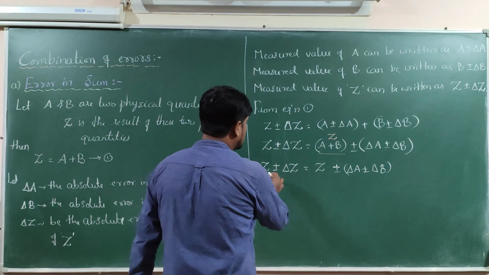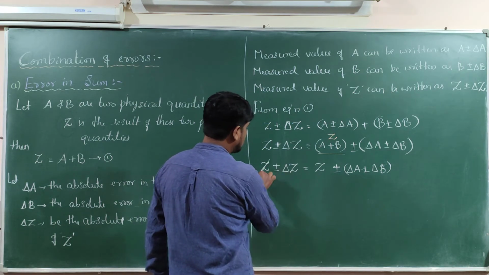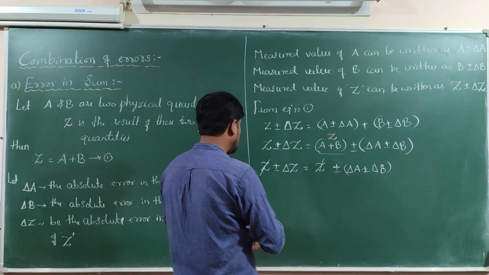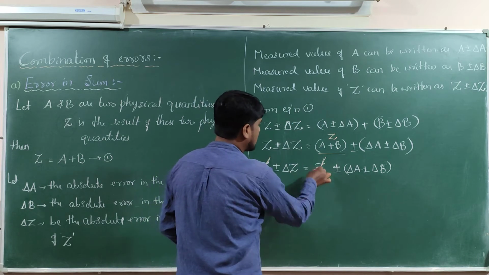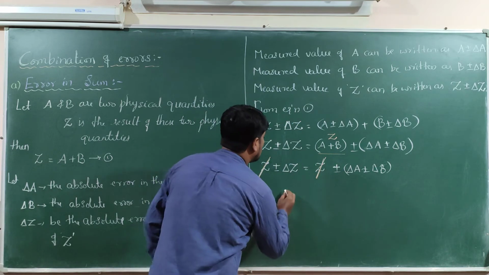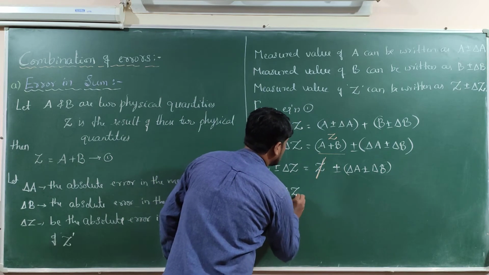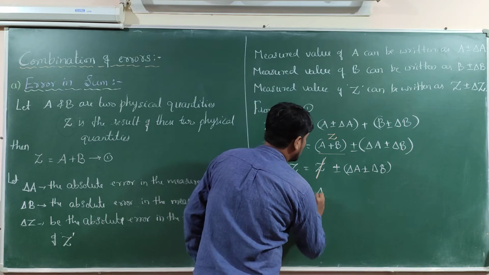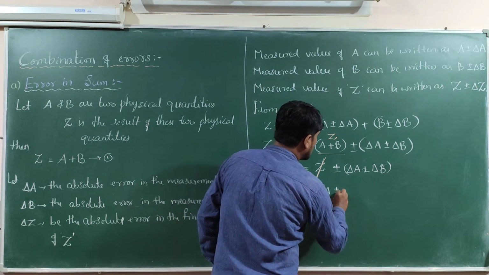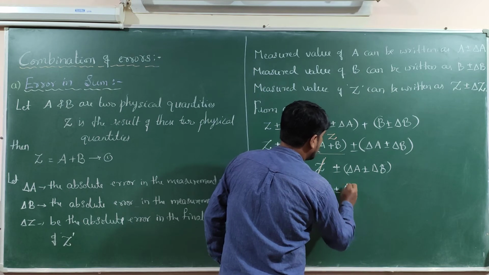So this can be expressed in another way. Afterwards, cancel out the common terms. What is common? Z is common. Just cancel out the terms. Z cancels out. So afterwards, what is left over here? Plus or minus delta Z is equal to delta A plus or minus delta B.